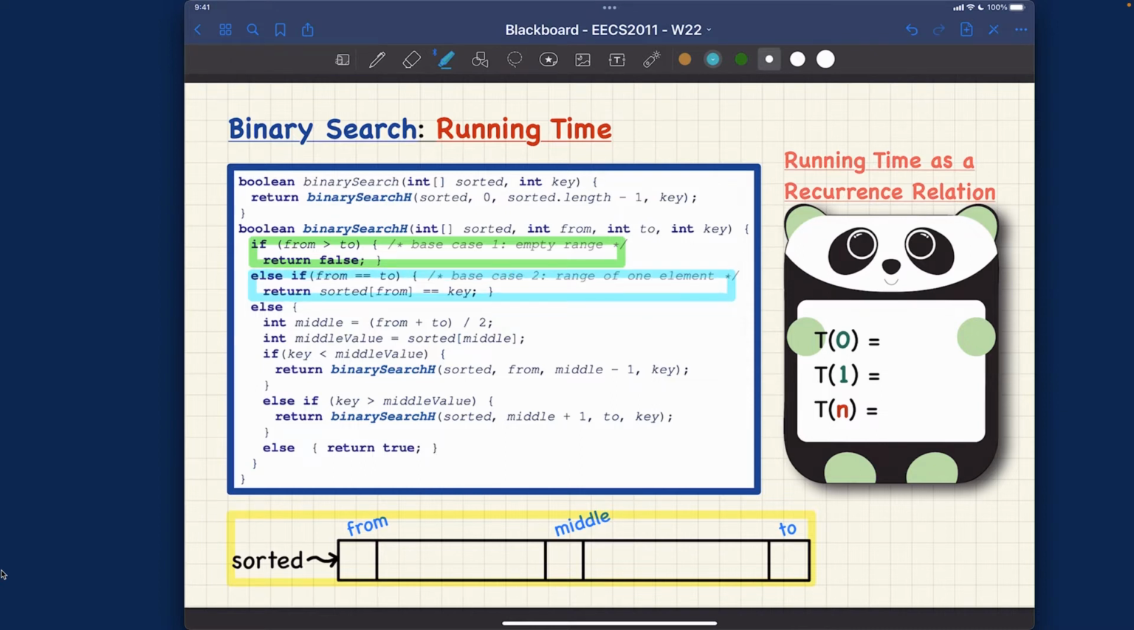And then we got a recursive case. For the recursive case, either we recur on the left, which is number 1 over here, or we recur on the right, which is number 2 over here, or we simply have found the element is a hit of the key being searched for. In that case, we're just going to return true, right? So these are the 3 cases in the recursive case.